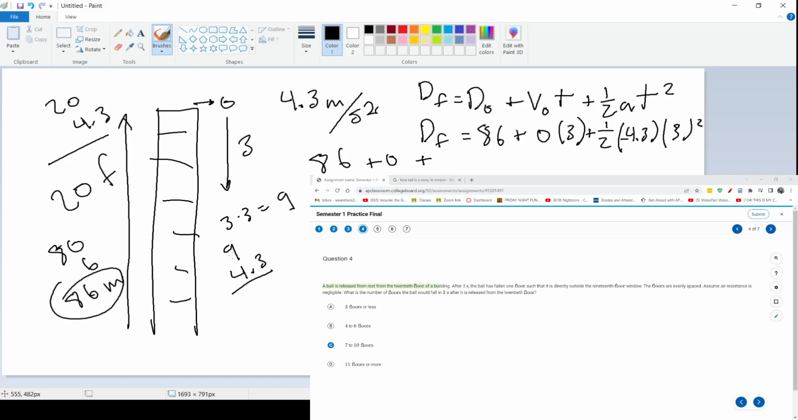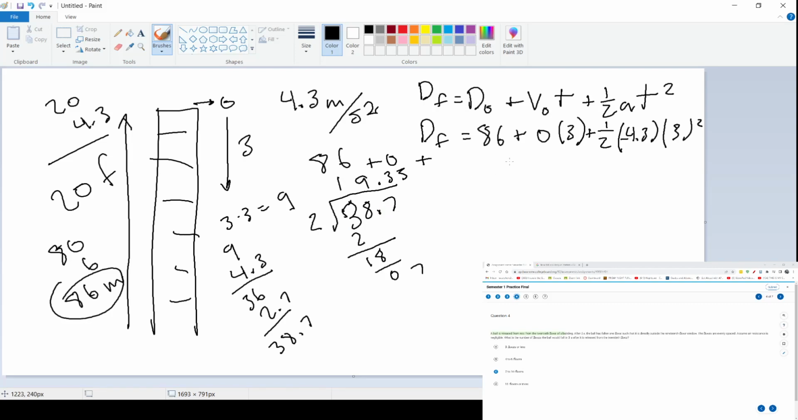Let's do the math here. So 4 times 9 is 36, and then 2.7 added on to that gives 38.7. Divide that by 2, so 19.35. 86 minus 19.35 is 66.65 meters. A beautiful number, might I add.